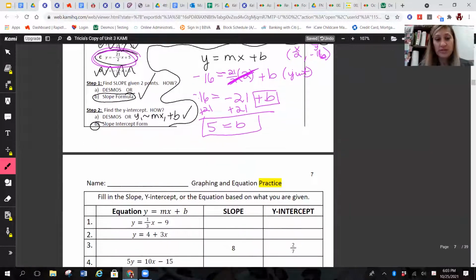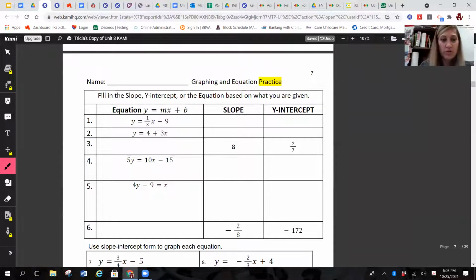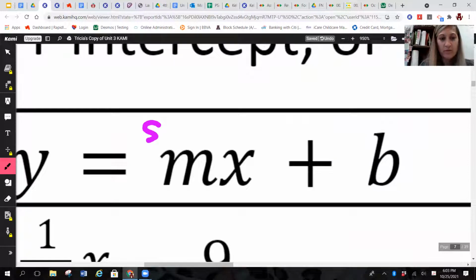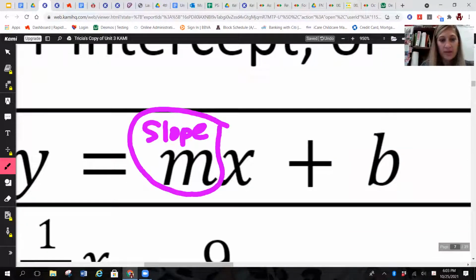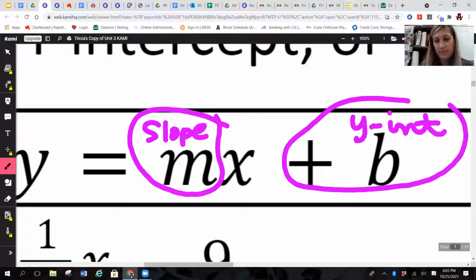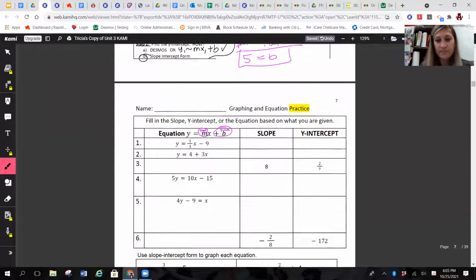That concludes our lesson today. Your homework is finding the slope and the y-intercept from an equation. Remember, your slope, you may want to write this down, is your m. It's a number. And your y-intercept is your b. Slope can be positive or negative. Y-intercept can be positive or negative as well.